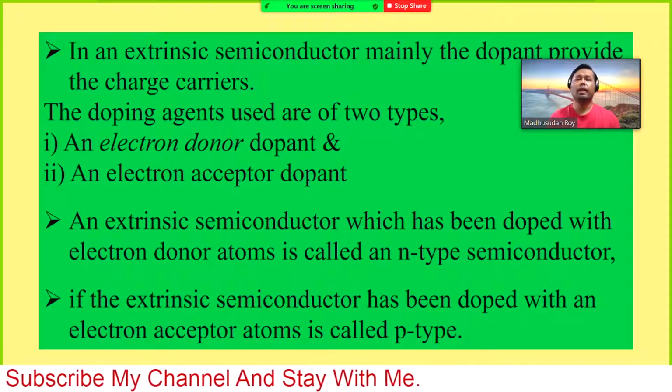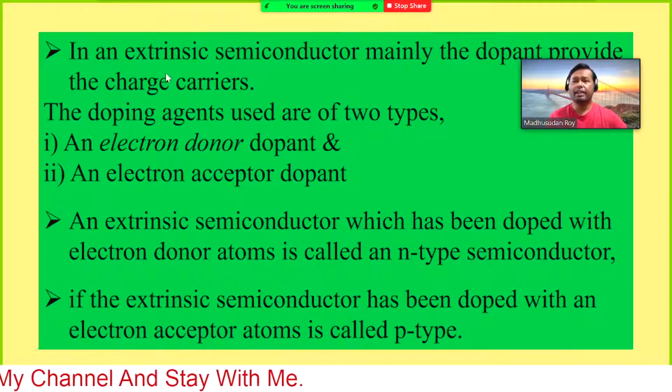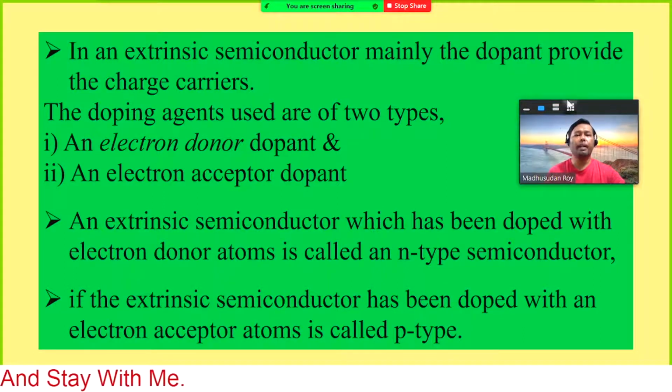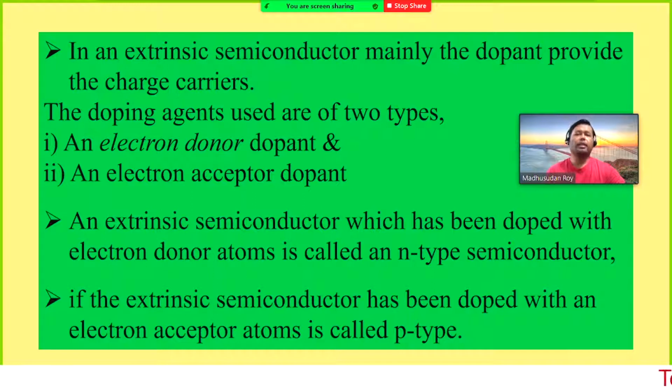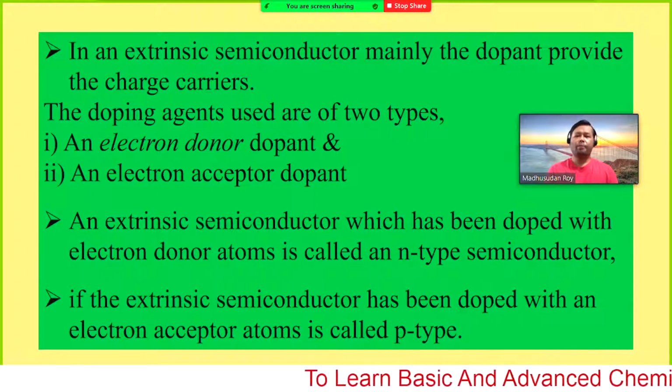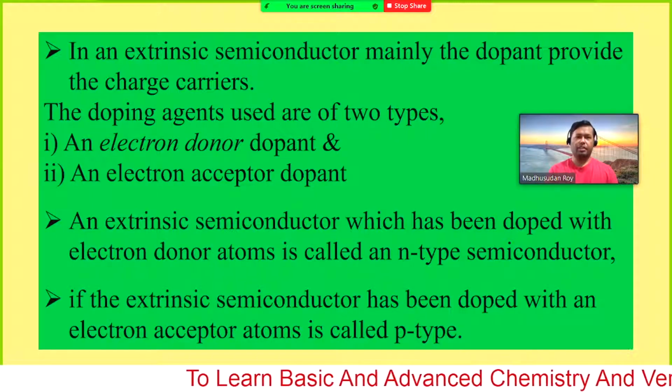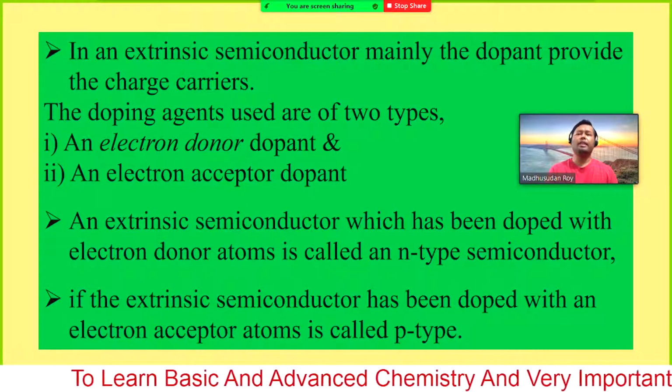So just one another thing, in an extrinsic semiconductor, mainly the dopant provides the charge carriers. Already mentioned that if we add an extra atom, that can be 5 valence or 3 valence. So 3 valency or 5 valency, that can be.